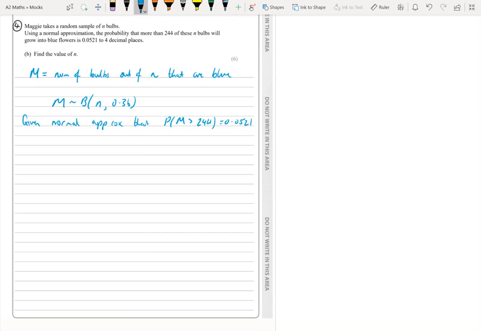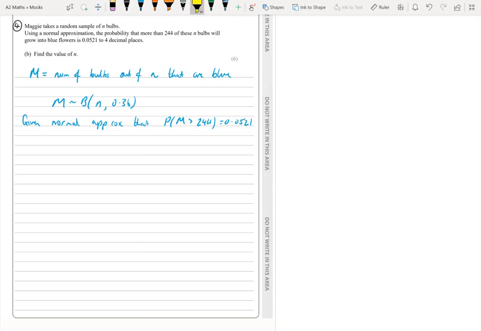M is our new random variable. M is the number of bulbs out of n that are blue, and that's going to be a binomial distribution where n is this unknown value n, and p, the probability the bulbs are blue, is 0.36. That was given earlier in the question. So we've got this binomial distribution with an unknown n, and then we're told one fact to help us work out n. We're told that under a normal approximation, the probability that M is greater than 244 is 0.0521.